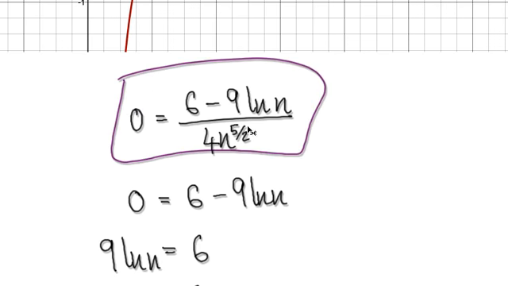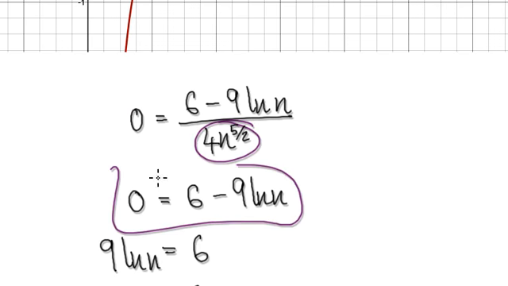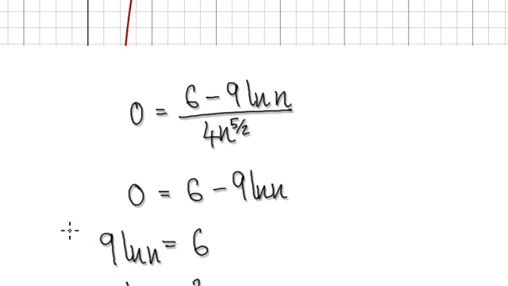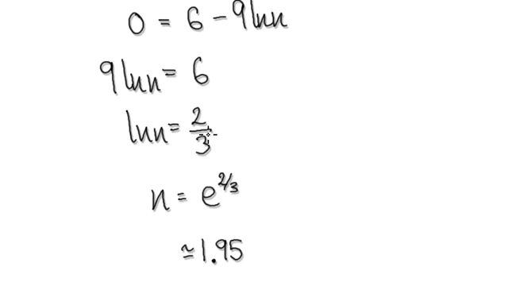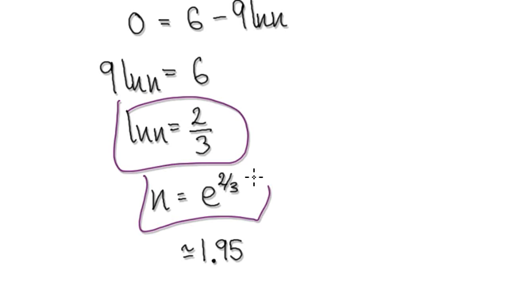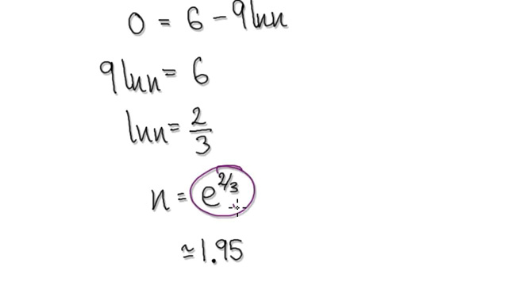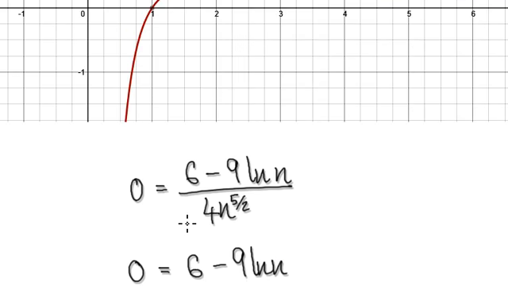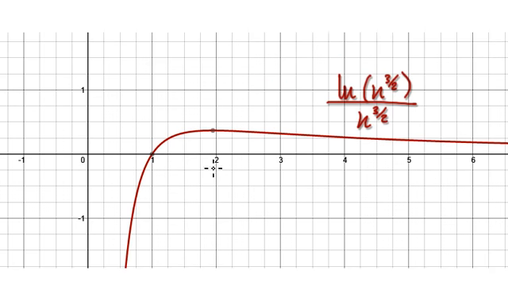From here, times both sides by this, that will then give you this, and then add this to both sides, that will then give you this. Divide both sides by 9, that will then give you this, and then take e to both sides, that will then give you this. And as it turns out, it will give you this. So going back to 1.95, that is when the gradient will be 0.